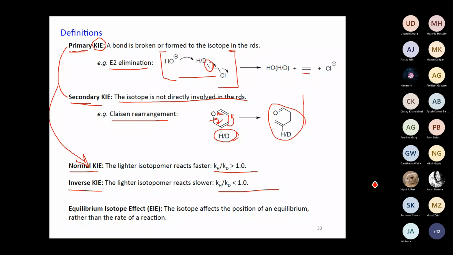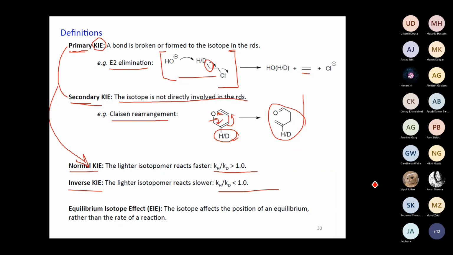This isotope effect will tell, number one, whether the CH or CD bond is broken in the rate determining step or not. Number two, if it is not broken, what might be the nature of the transition state. Not only that, the primary kinetic isotope effect also can tell the possible geometry of the transition state. That we will discuss tomorrow and probably next Monday.